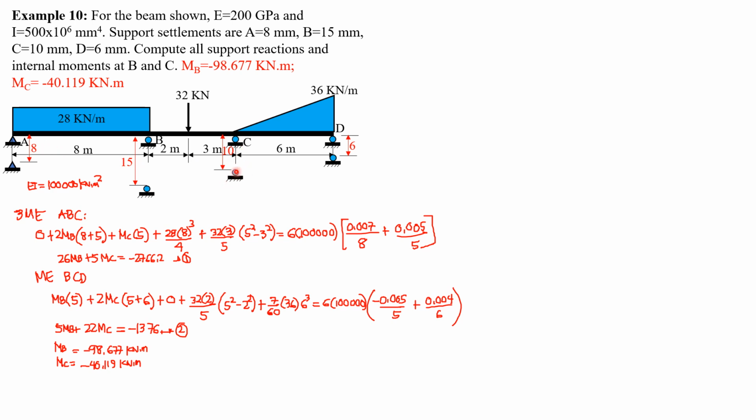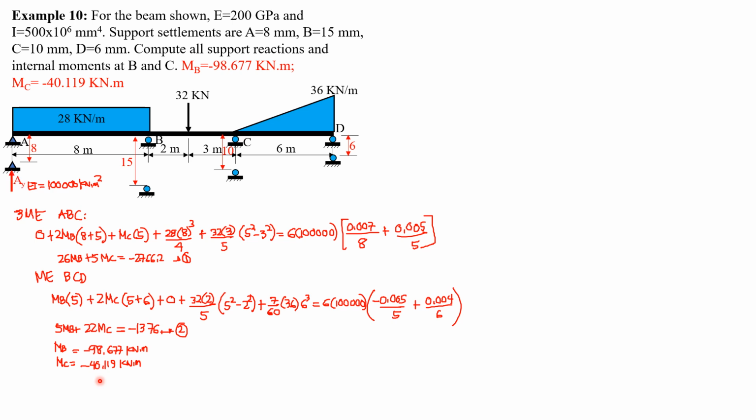The reference this time is through C, horizontal line through C. So B is 5 mm below, so negative 0.005 over 5. And D is 4 mm above that horizontal line, so positive 0.004 over L2, which is 6. Simplifying, we have 5 MB plus 22 MC equals negative 1376. Call that equation 2. Solving equations 1 and 2, we can now compute moment at B negative 98.677 and the moment at C negative 40.119 kilonewton meter.